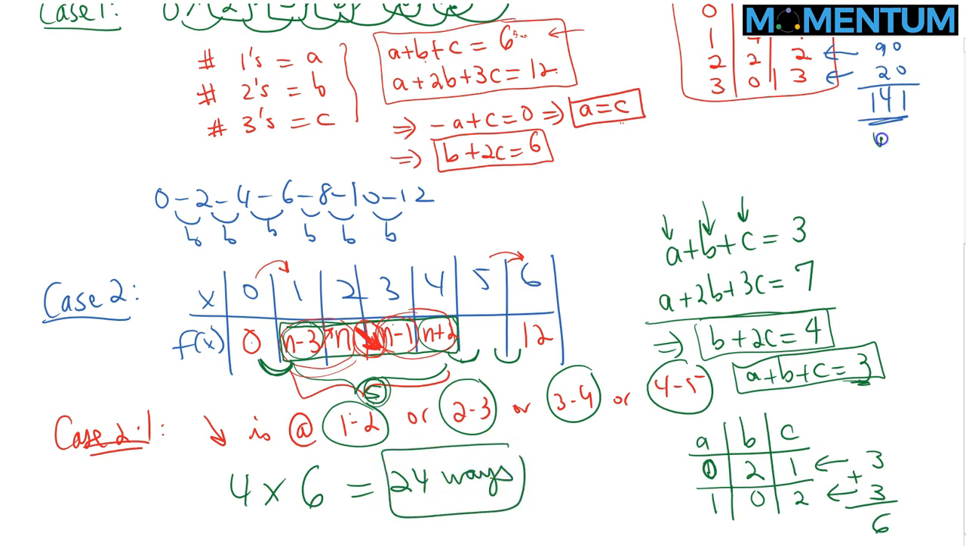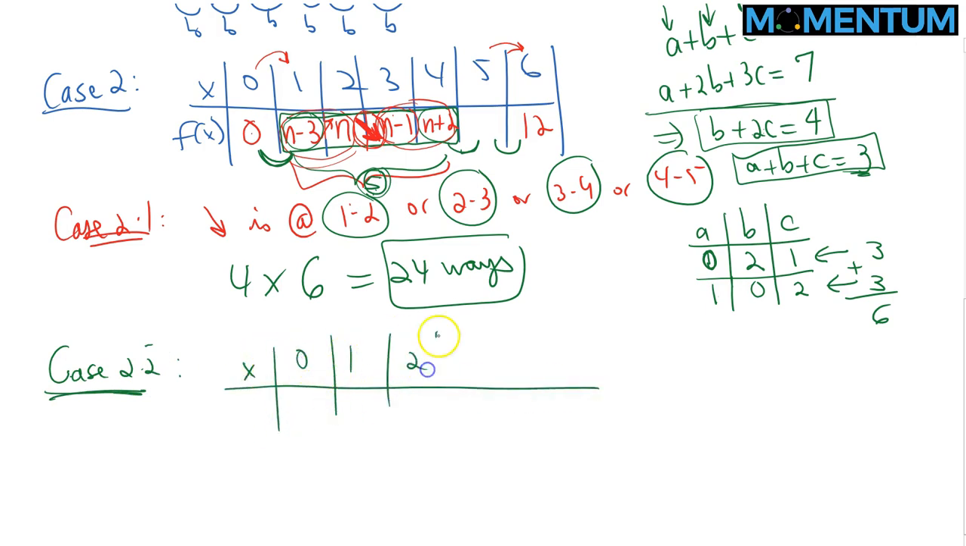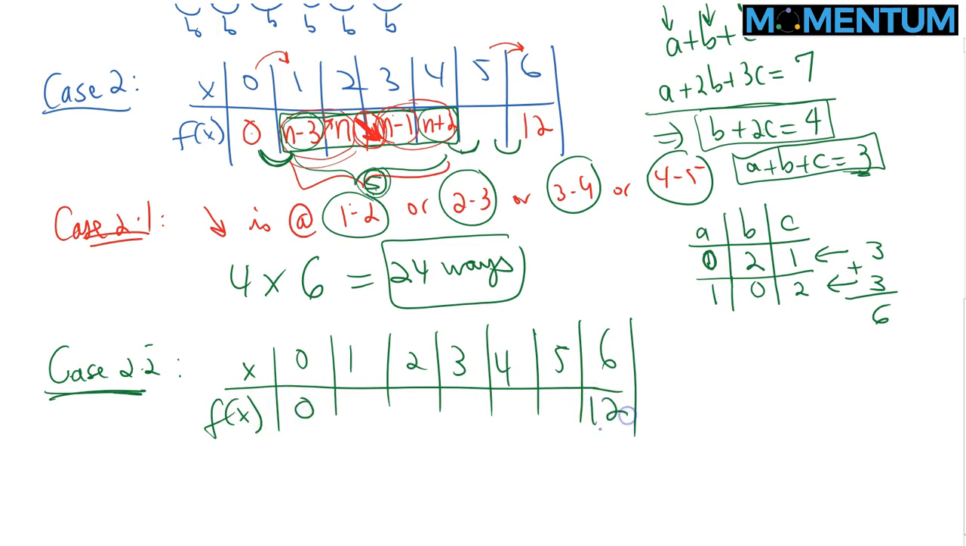So we have 24 solutions in this one, 24 ways. From the previous one, we got 141 ways, remember. Okay, lastly, case 2.2. Well, in this case, it is slightly different than the previous one. 0, 1, 2, 3, 4, 5, 6. F of x starts at 0, ends at 12.